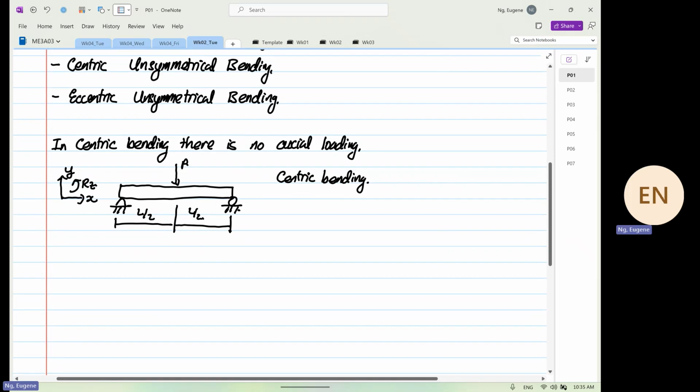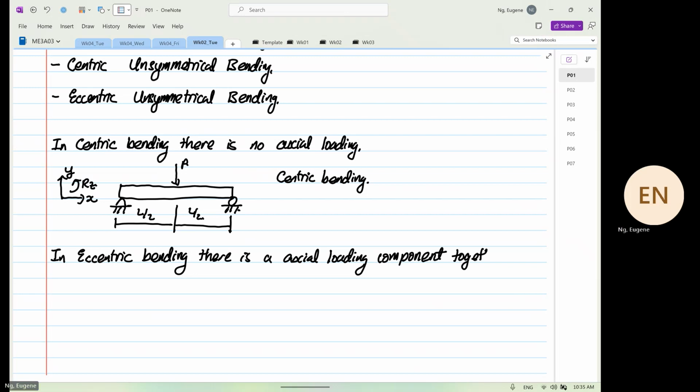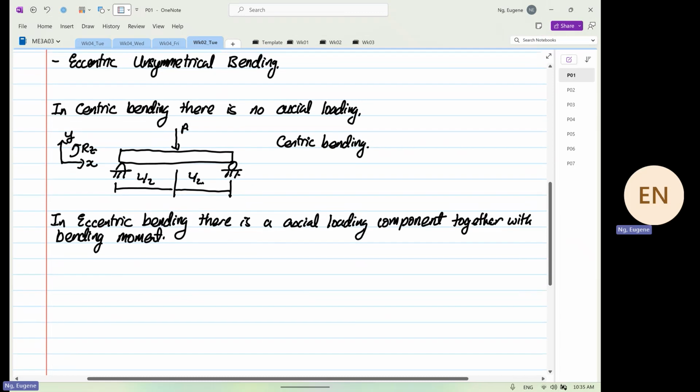Okay, this is what we call our centric bending. So if we look at eccentric bending, there is an axial loading component together with bending moment. Okay. So I'll do another different example.